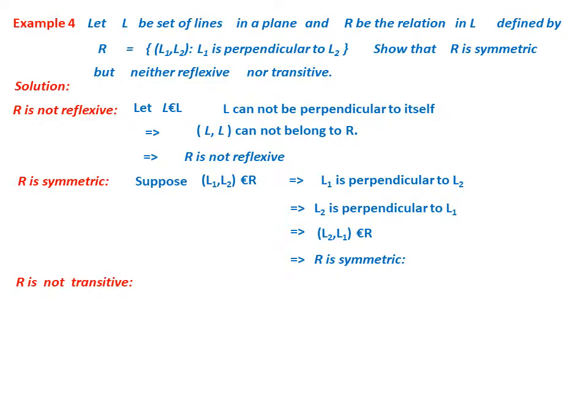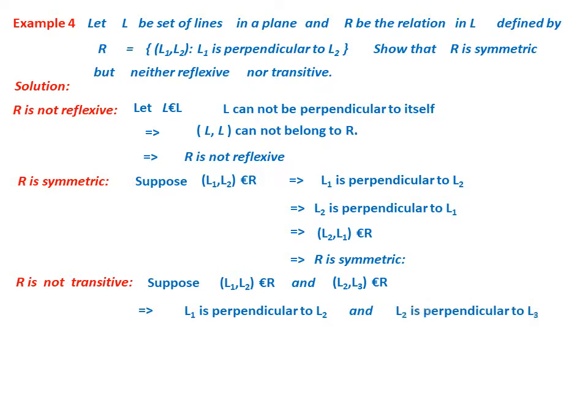Now we have to show that it is not transitive. See, we can prove like this. Suppose you take (L1, L2) belongs to R and (L2, L3) belongs to R. Suppose it is transitive, what should happen is (L1, L3) should be in R. But this is not possible. We can show L1 is perpendicular to L2 because (L1, L2) belongs to R. Similarly, L2 is perpendicular to L3 because (L2, L3) belongs to R.